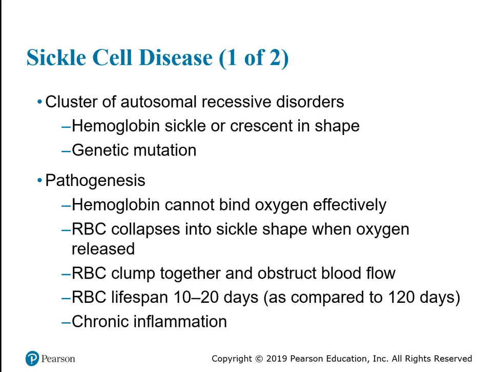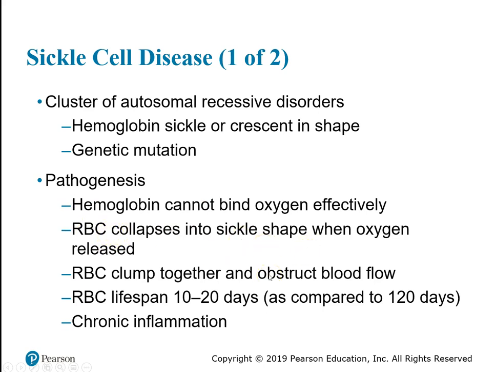I'm sure we've all heard of sickle cell disease or sickle cell anemia. Again, worth talking about. It is an autosomal recessive disorder, a genetic disease where you have this sickle shape of the red blood cells. And the hemoglobin can't bind oxygen effectively. It doesn't mean it doesn't bind it at all, but it's not very effective due to the sickle shape of these red blood cells.